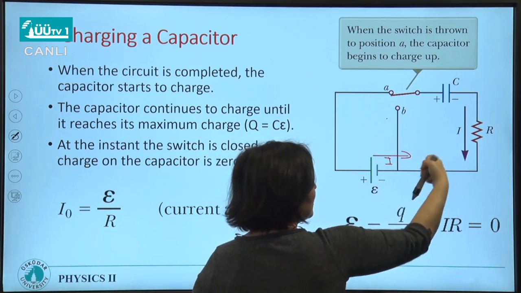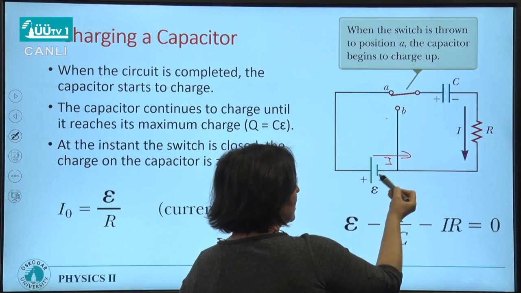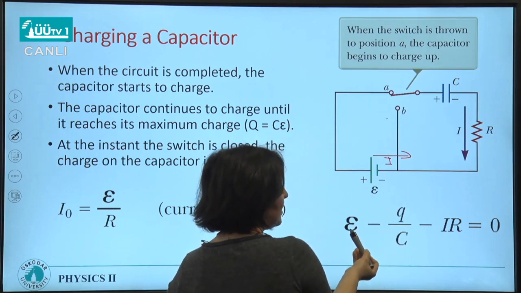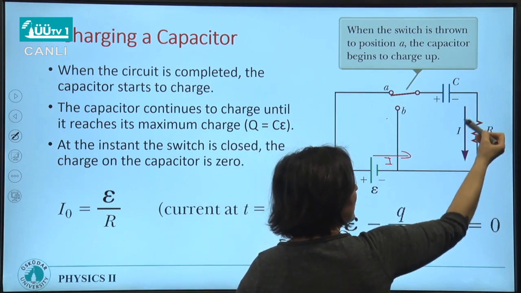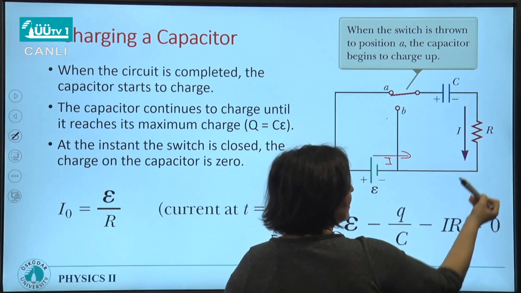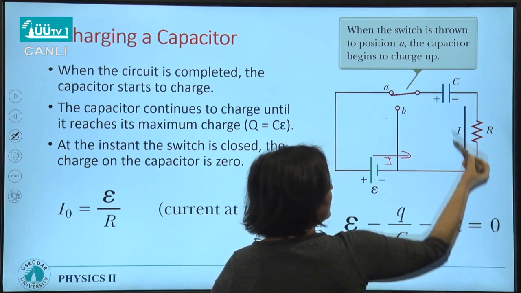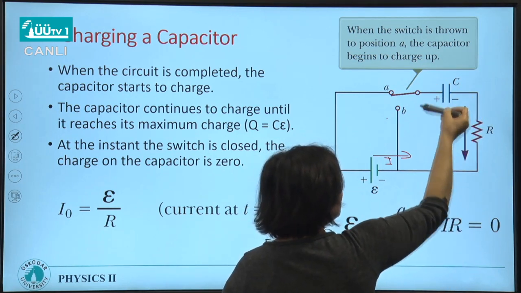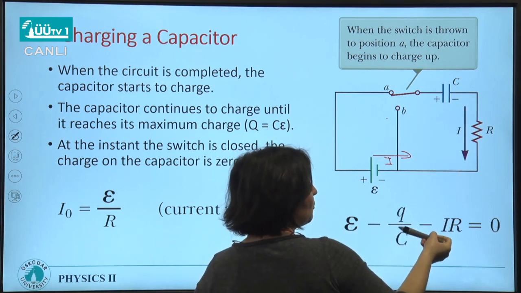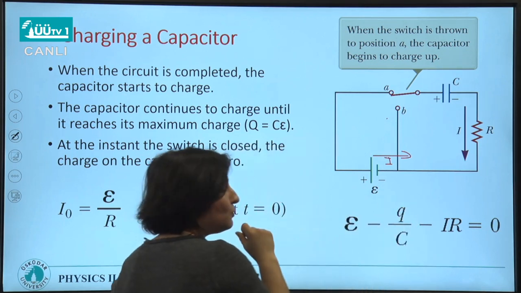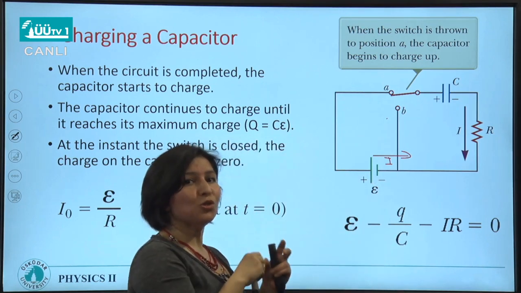And if you choose this direction, the potential difference on the EMF source will be positive epsilon. And think about the potential difference between the legs of the resistance. It will be minus IR, because it is in the opposite direction. And the potential difference across the capacitor will be minus Q over C. So Kirchhoff's rule says that the total potential difference in a loop should be zero.